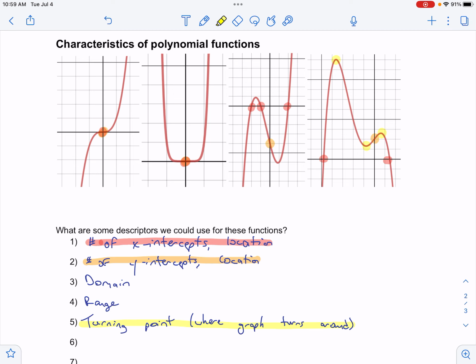Our third graph has 2. We've got this peak here and then this valley. Our second graph, right at the bottom here, there's another one where the graph literally turns around. Our first graph actually doesn't have any, because at no point in time does it ever actually turn around and do a 180. It just continues on.